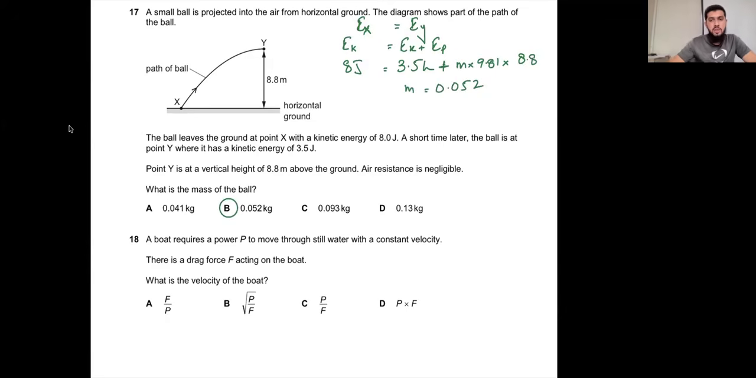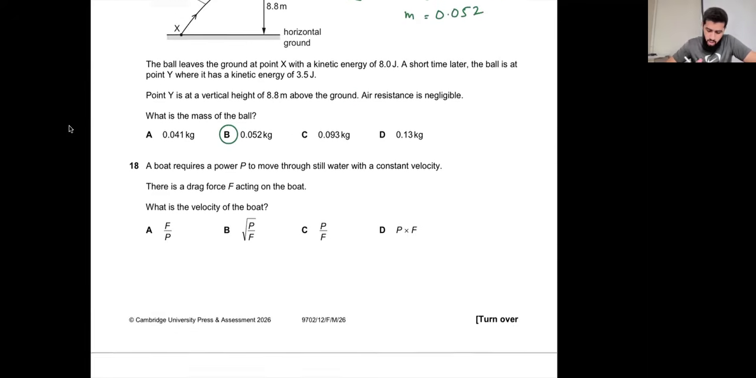So you have the initial, this was 3.5 joules and not 3.5 h. Here we go. So 8 minus 3.5, which gives you 4.5 divided by 9.81 into 8.8, and that gives you the mass as 0.052.